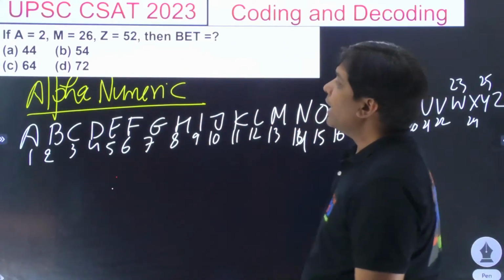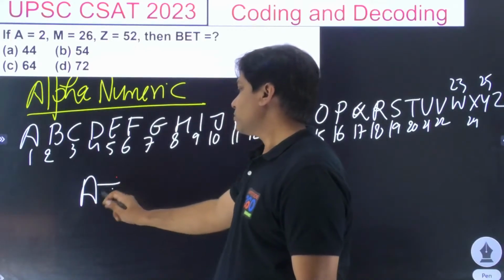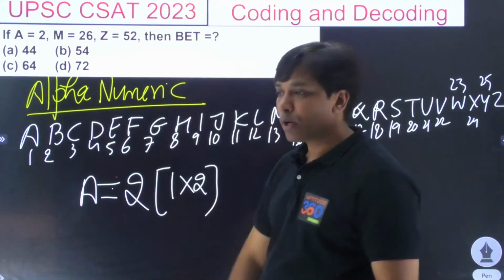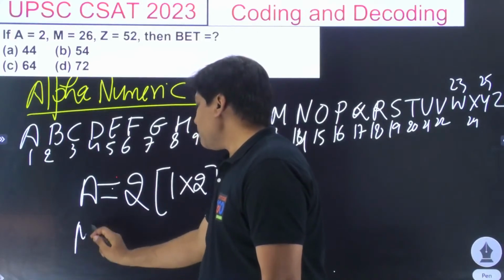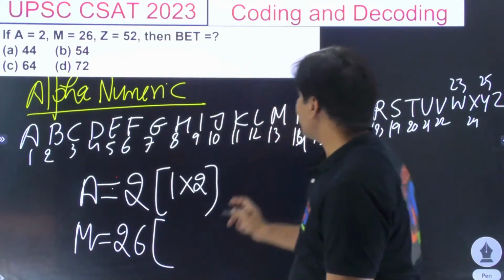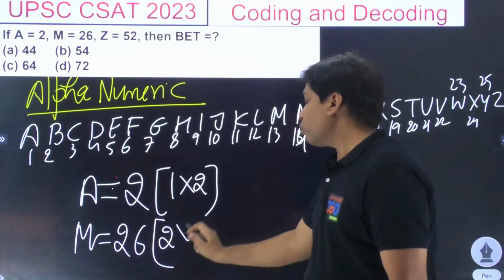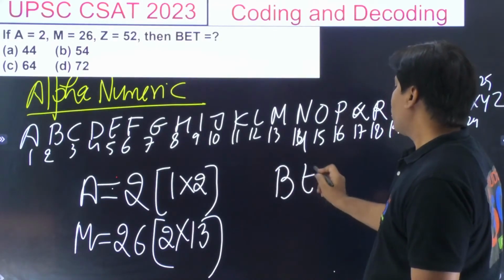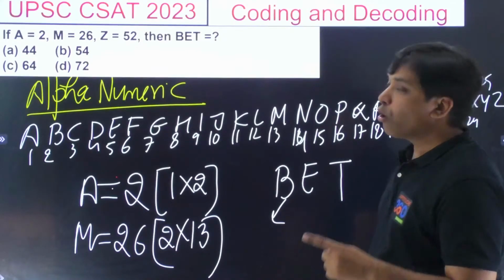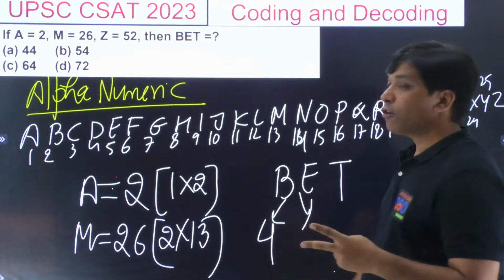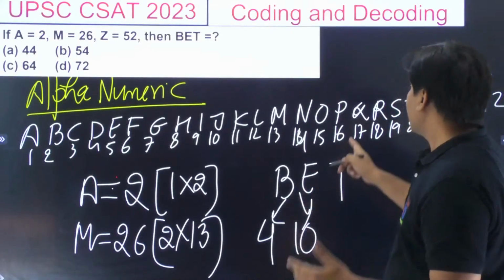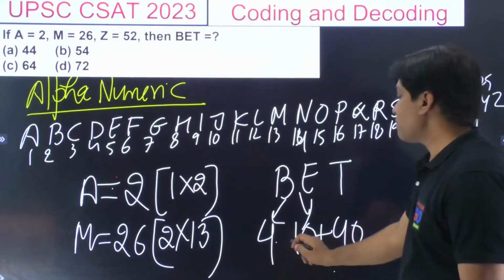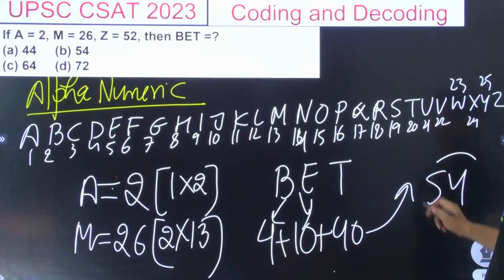Now, here what is that they are saying in this problem? A is 2, which is rank into 2. Yeah, na? What is the rank of A? 1. What is this? A into 2. What is happening with M? It is 26. If you look at the rank of M, it is 13. So this is 2 into the rank. So what is the value of BET? What is the rank of B? The rank of B is 2, so 2 into 2, 4. Rank of E is 5, so 5 into 2, 10. Rank of T is 20, so 20 into 2, it is nothing but 40. So this plus this plus this, and this is nothing but 54.